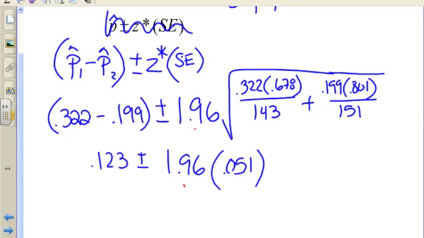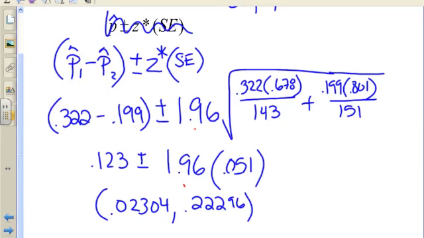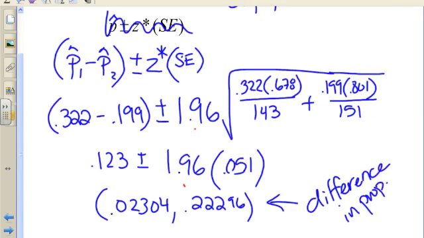All right. And when I run these numbers through, I get 0.02304, comma, 0.22296. Now, how many decimal places do you want to go? It's totally up to you. I'd at least do 3. I do have quite a bit of a range here. And that's my confidence interval. This interval represents the difference in proportions. So how much higher did group 1 do versus group 2? Remember, that's a difference.